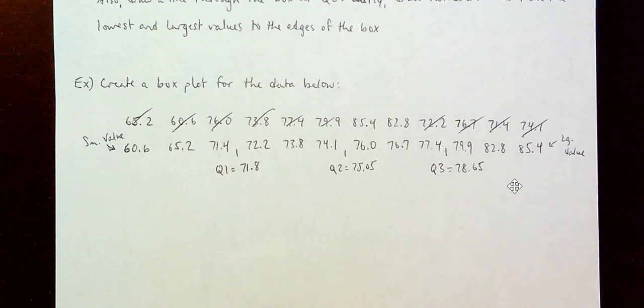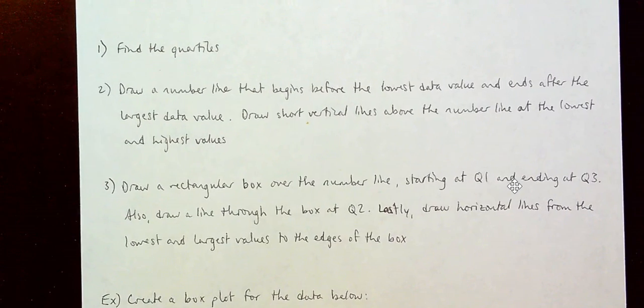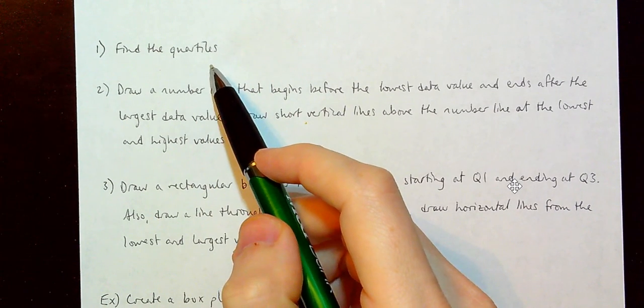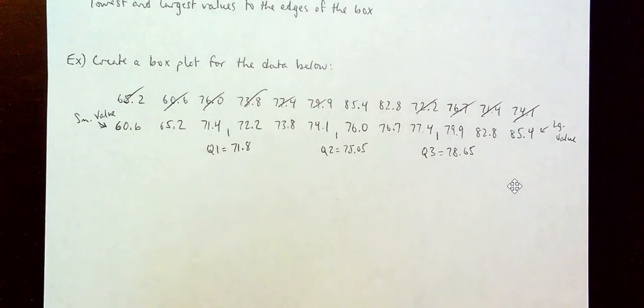So far, we've done the work before step 1 as well as step 1. We've put the data in increasing order, we've found our largest and smallest values, and we've found our 3 quartiles. Now, we need to draw a number line that begins before our smallest value and ends after our largest value.